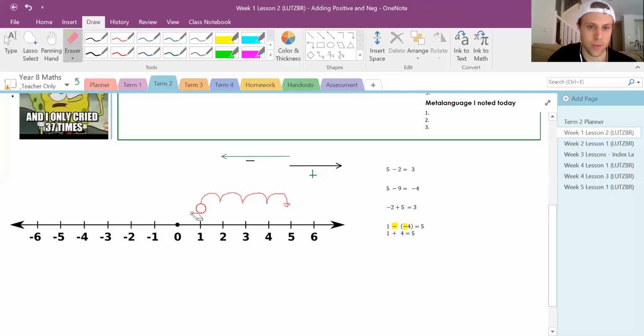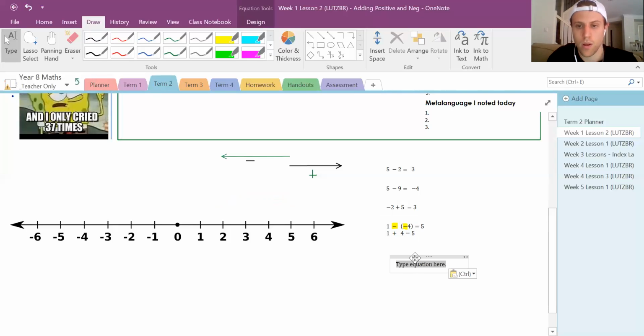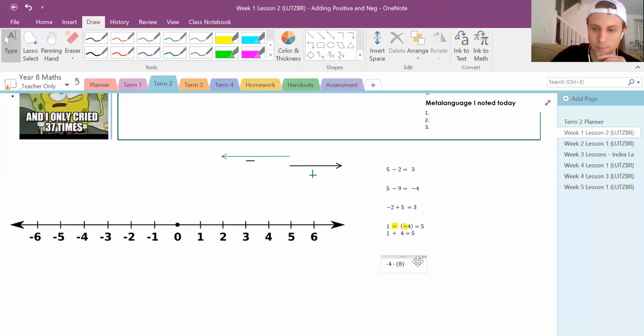So, harder question. What happens if we add even more to it? Let's say we're not going to start in a positive direction. Let's try that equation again. I'm going to start at -4, and I'm going to take -8 equals, oh, already gave me the answer.